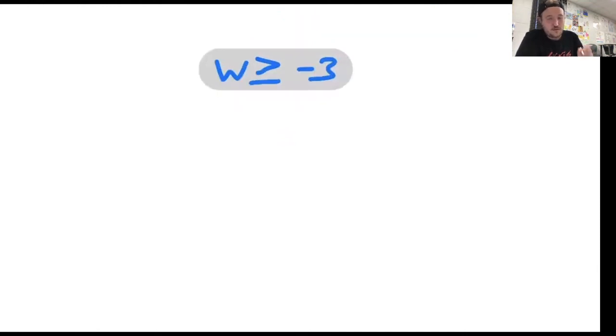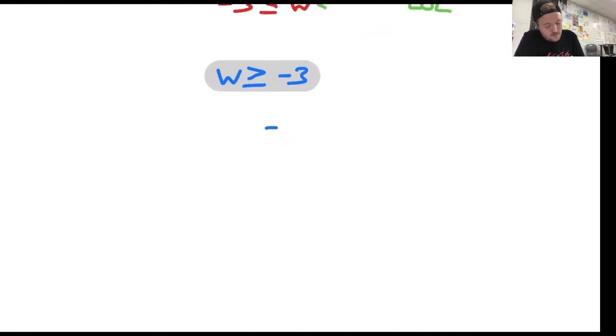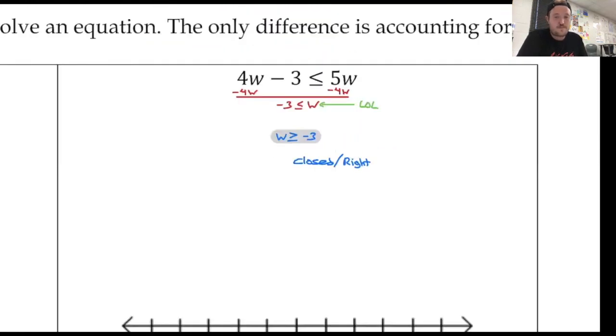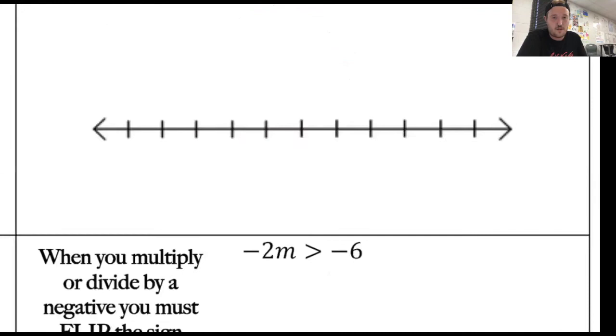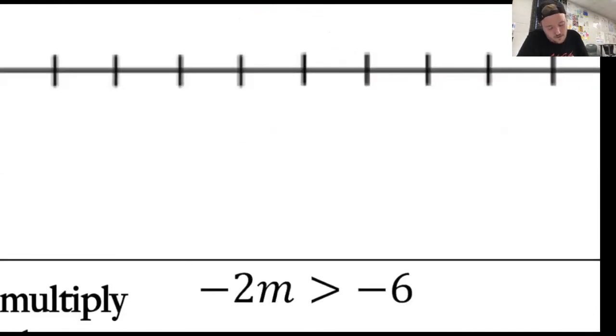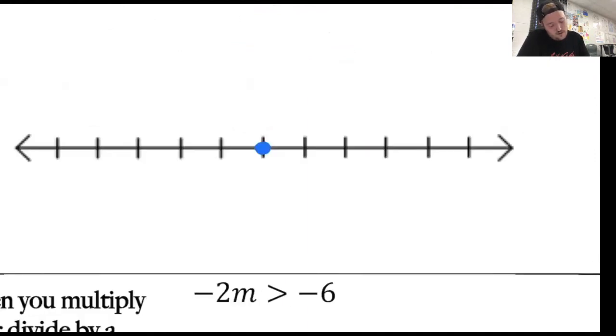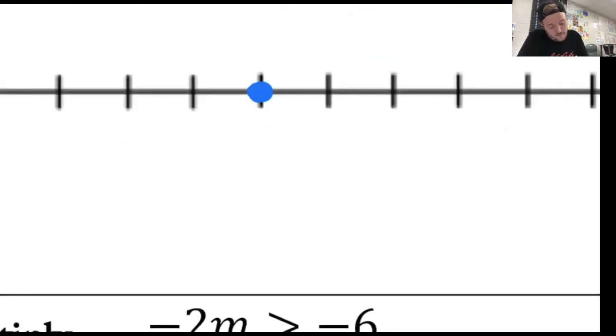All right, so with this, because I can be equal to it, this is a closed circle. And I'm gonna make an arrow out of my inequality sign, so that's facing to the, I can't draw, it's fine. That's facing to the right. All right, so just like before, I'm gonna go to approximately the middle of my number line. I'm gonna draw a closed circle, or try to. Close enough. So I am looking at negative 3.